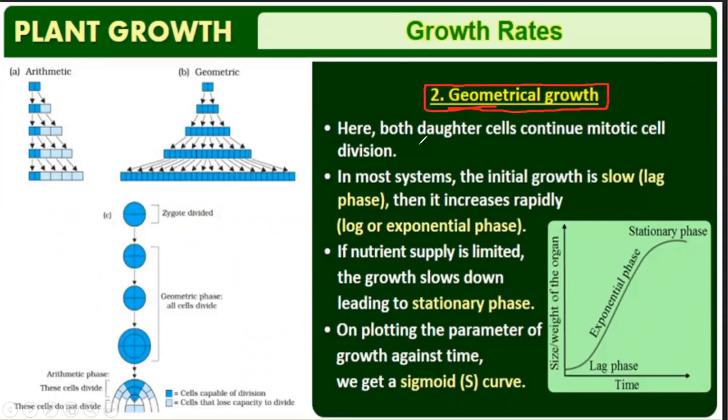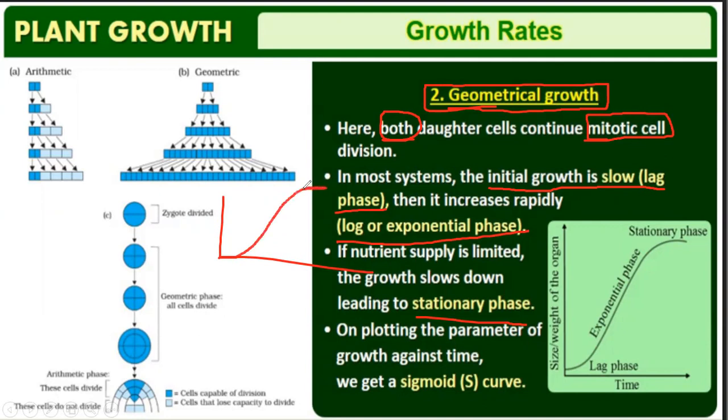Next, we are going to discuss the geometrical growth curve. Geometrical growth curve means if a parent divides into two daughter cells, both daughter cells continue to divide, so mitotic cell division takes place continuously in both. In most systems, the initial growth is slow, the lag phase, then the log or exponential phase, and finally it becomes a stationary phase. The graph of the geometrical growth curve shows the lag phase, exponential phase, and stationary phase.